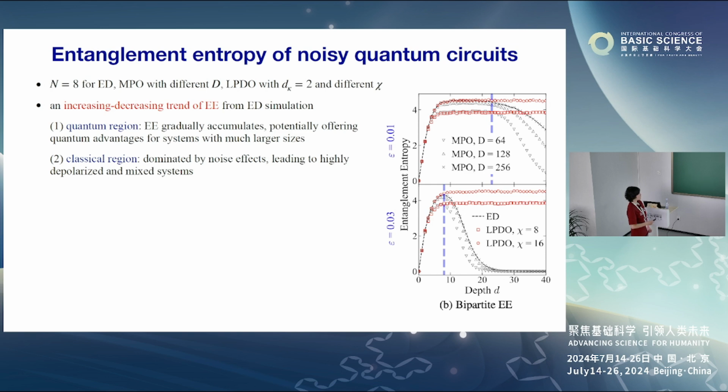And we can do a similar thing. For example, we can use our LPDO structure to do a similar simulation. And here we compare the entanglement entropy for different methods. So the dashed line is from exact simulation, because we can use a very small system size, and we can do it exactly.